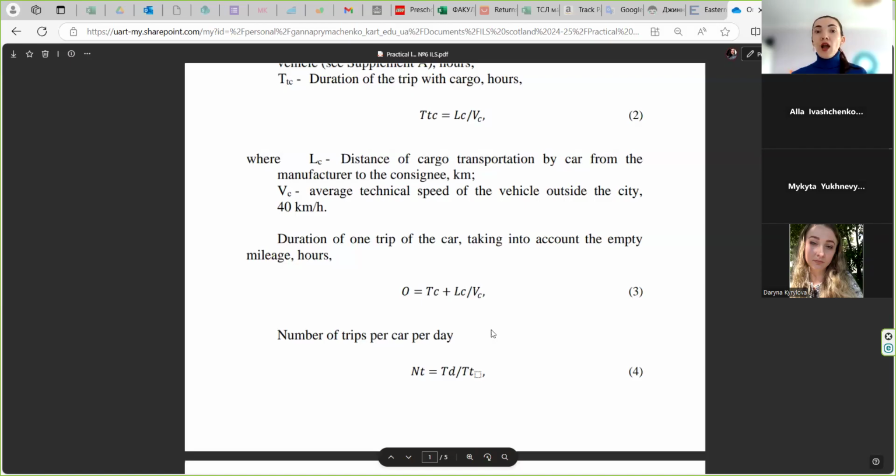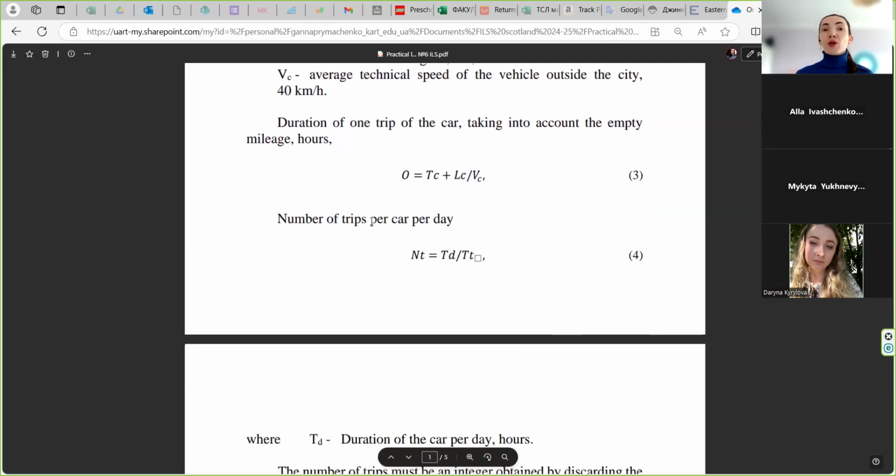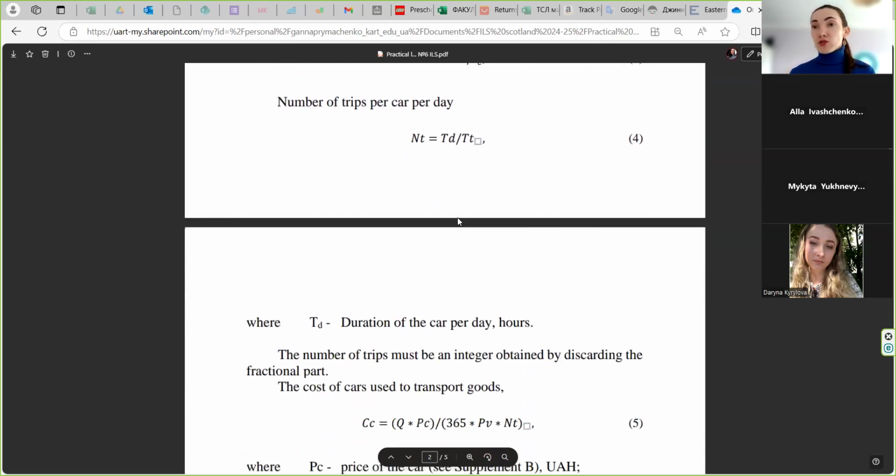Okay, we find it. And the next parameter we can find in formula number 4. It is the number of trips per car per day. How many trips can we do in one day when our car transport works? Please write formula number 4 and parameters: it is big N with index T, equal to big T with index D. What does it mean? It is the duration of the car per day in hours.